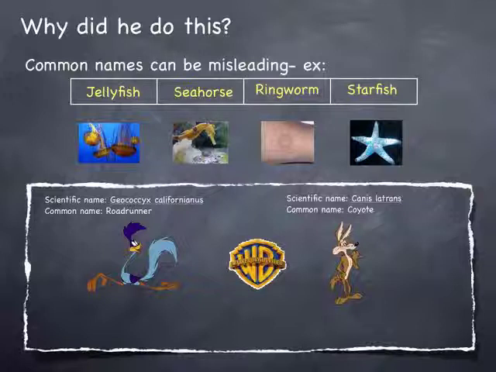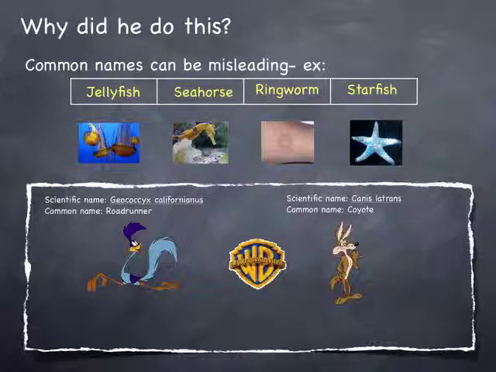And so when we write scientific names, we always write them, first of all, like you said, in Latin, and we write them a certain way. If you're typing them, they're italicized. The first word is always capitalized, and the second word is not capitalized.